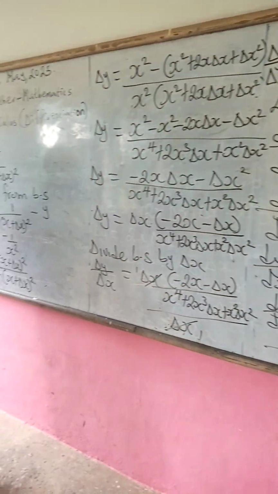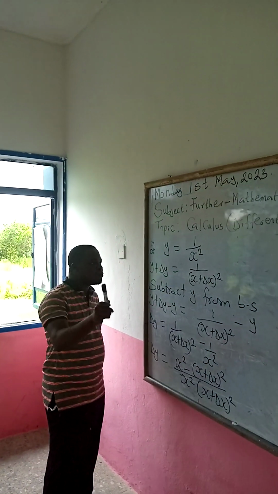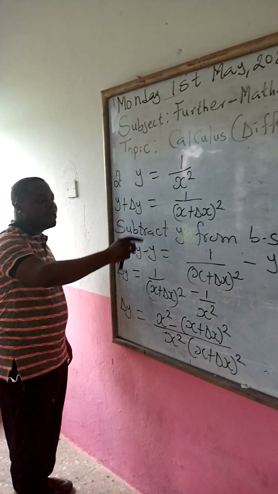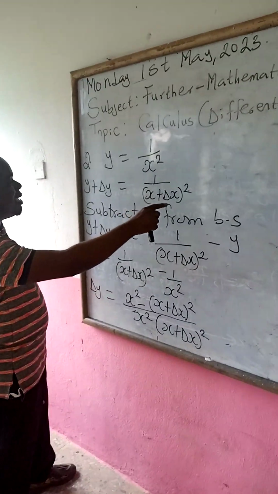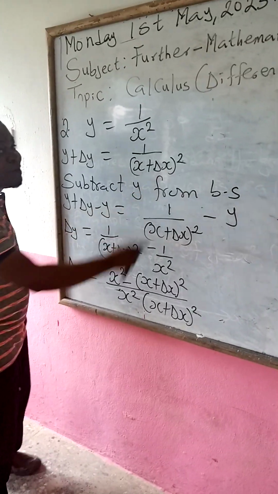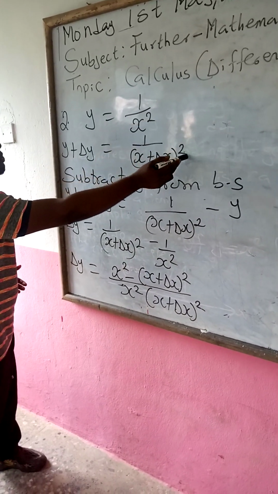So this is how to differentiate from the first principle. But let me just remind us again. This is the question that you are given. The first step states that you add delta y to y, change the y to where we have y, and change the x to where we have x, which I have done. You can see it here. But this one is currently squared, that's how you are seeing this square.